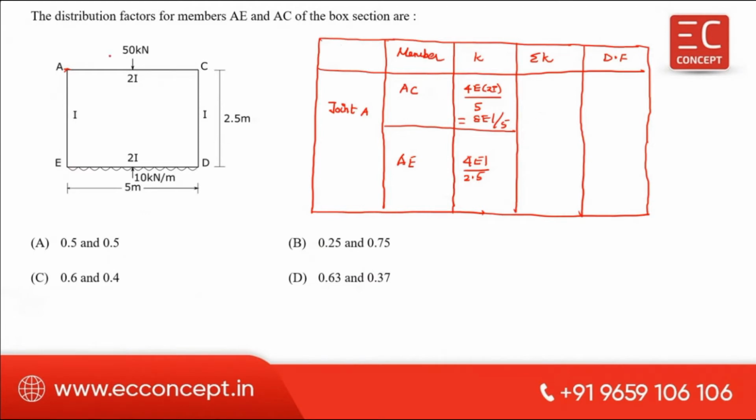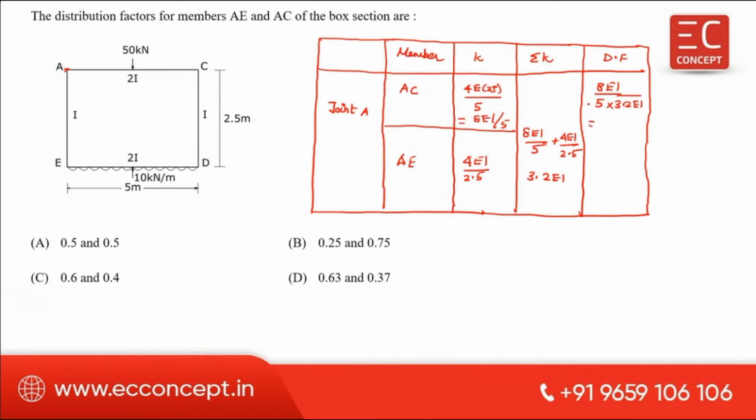So the total stiffness at the joint A is 8EI by 5 plus 4EI by 2.5. If you simplify this, you will get the total stiffness. What is the distribution factor? If you simplify 8 divided by 5 plus 4 divided by 2.5, it is equal to 3.2 EI. So now 8EI divided by 5 into 3.2 EI, this is the distribution factor for the first one.